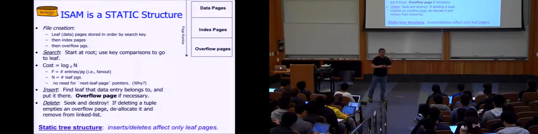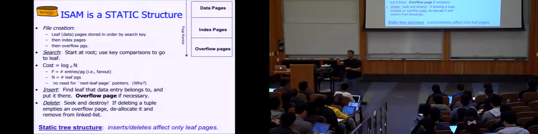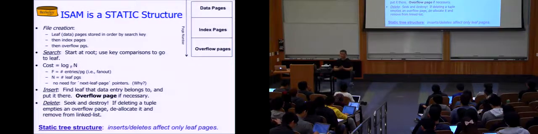Now, there's no need for the leaf pages to be linked together. Why is that? We don't need to store pointers at the leaf pages. Why don't we? If we want to scan across the leaf of this index, how do we do it?